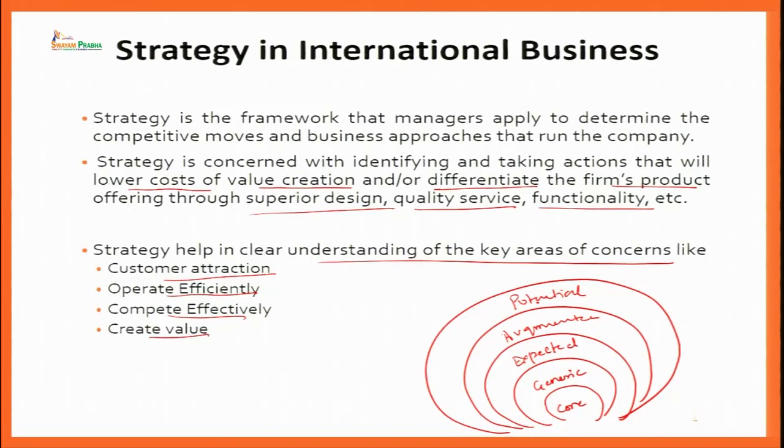So for generating the value, what do you need? You need to see what I have to do as far as my product is concerned. Do I need to focus on the core area of my product, or the generic area of my product, or the expected area of my product, augmented product, or the potential product that is through R&D?